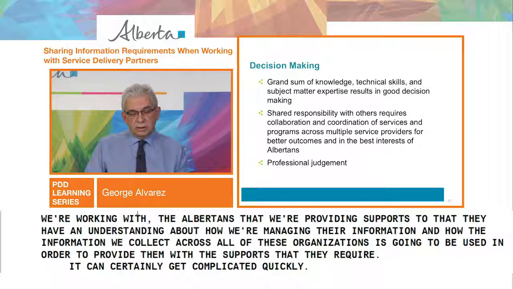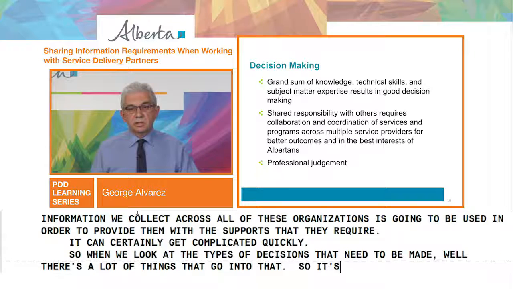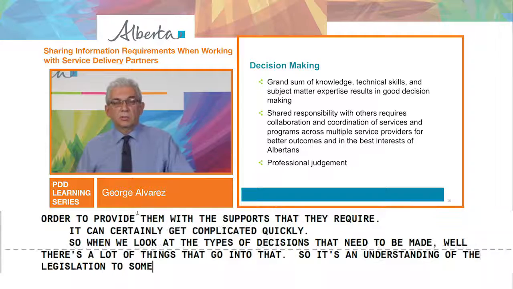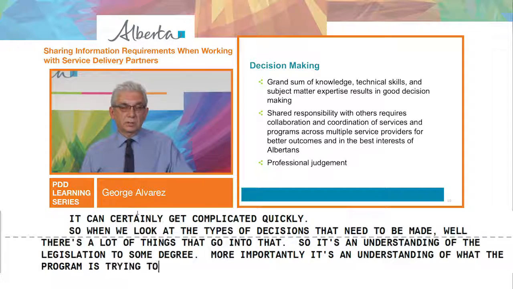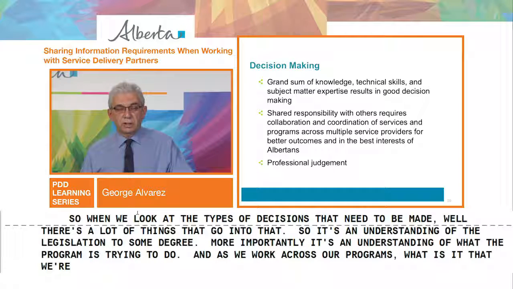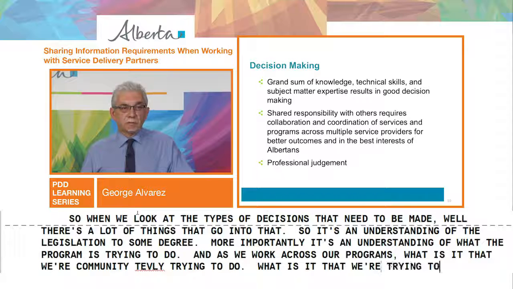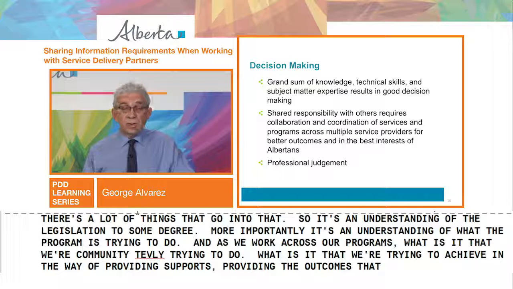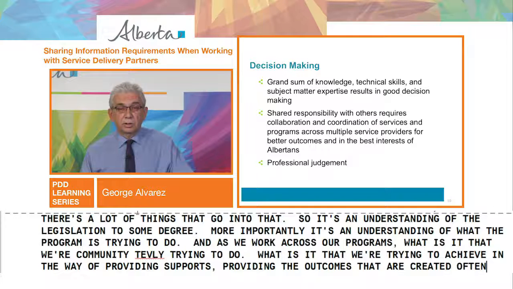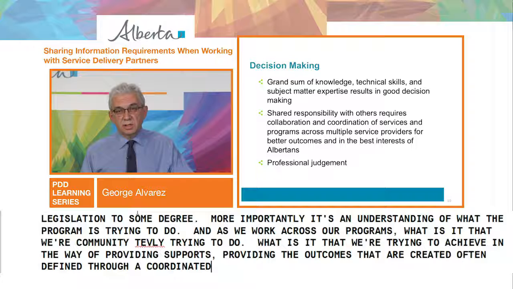So when we look at the types of decisions that need to be made, there's a lot that goes into that. It's an understanding of the legislation to some degree. More importantly, it's an understanding of what the program is trying to do. And as we work across our programs, what is it that we're cumulatively trying to do? What is it that together we're trying to achieve in the way of providing supports, providing the outcomes that are created, often defined through a coordinated or comprehensive case management approach.